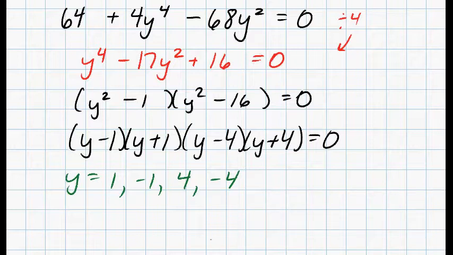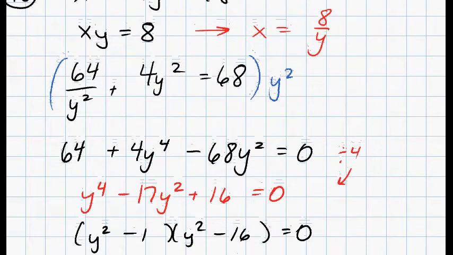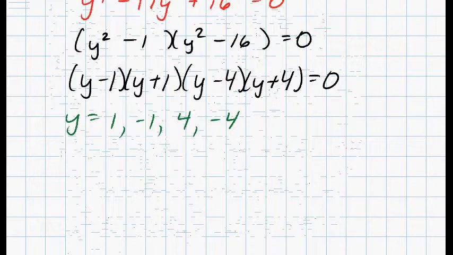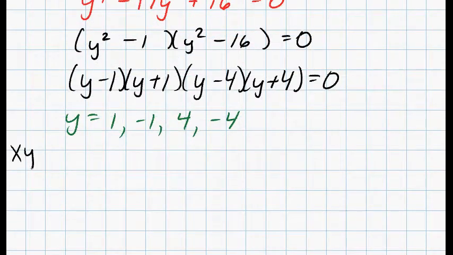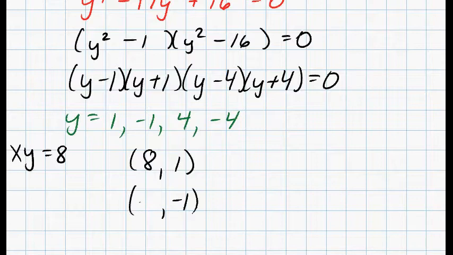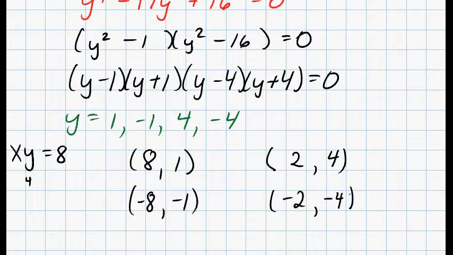Then you take that and plug it into one of the two equations. The bottom one, of course, will be much simpler. xy equals 8. So if y is 1, x is 8. If y is negative 1, x is negative 8. If y is 4, x is 2. And if y is negative 4, x is negative 2. So there is the solution set for number 18.